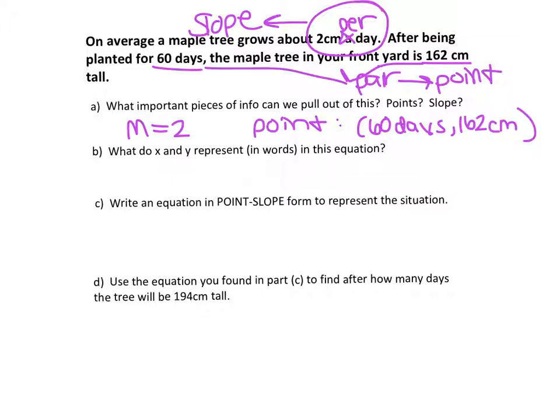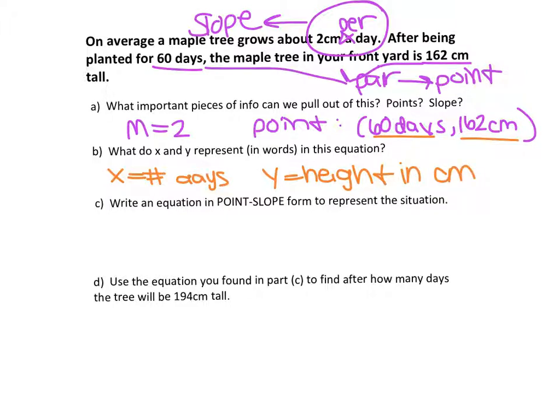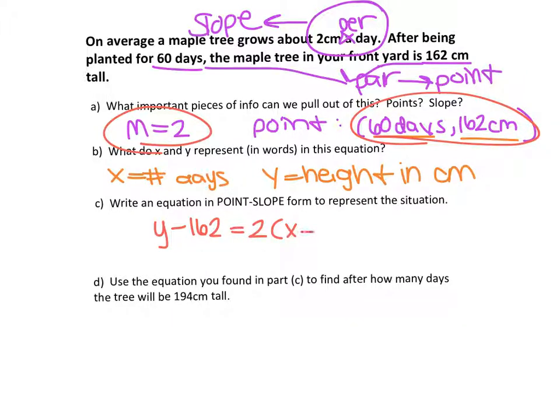Then from here it says, what do x and y represent in words? Well, if I look in my point, x is my number of days, and y is my height in centimeters. So then from here it says write an equation in point-slope form to represent the situation. So I'm going to take my point and my slope and go y minus my y-coordinate of 162 is equal to my slope times x minus my x-coordinate, which is 60.